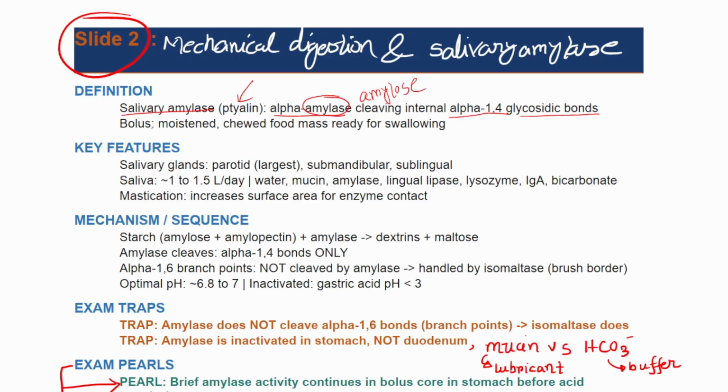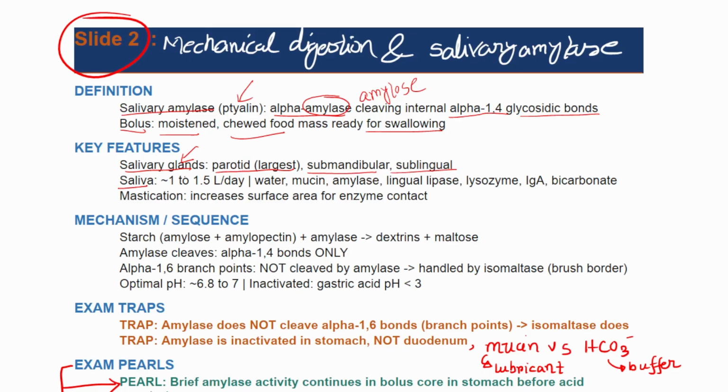Then the slide defines the bolus as a completely moistened chewed food mass that is formed by the tongue and is ready for swallowing. The salivary gland infrastructure consists of 3 main pairs, with the parotid being the largest, followed sequentially by the submandibular and sublingual glands.